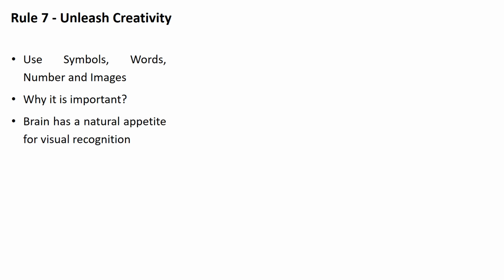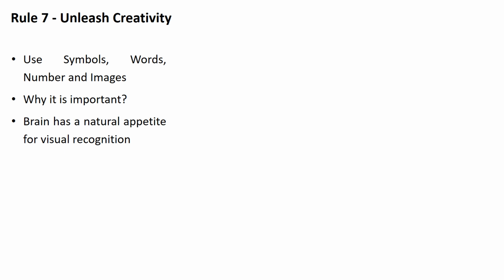Rule 7, unleash your creativity. So we saw that by using colorful branches and use of images in the central theme, we have triggered the right brain as well for creating those mind maps. So use it to its fullest potential by using symbols, words, numbers and images. So that way you are using both parts of your brain.